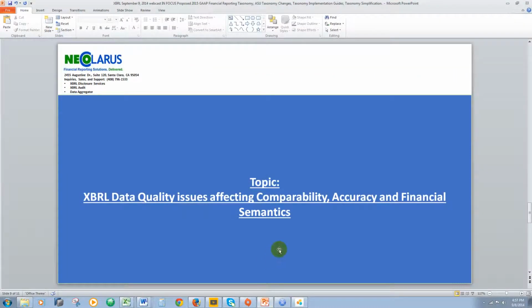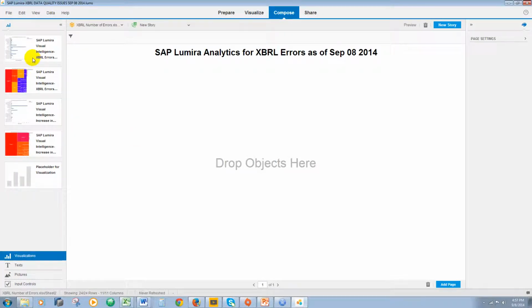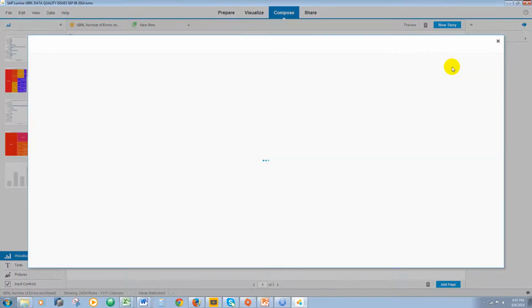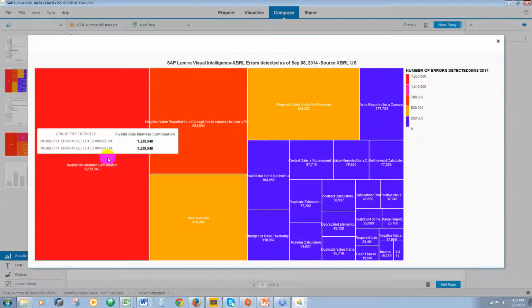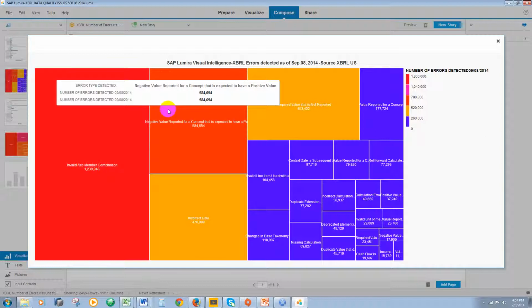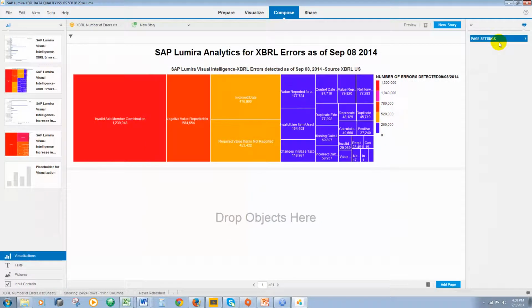let's go back into the PowerPoint, and so my question is how FASB can help in the reduction of the significant XBRL errors. And so the answer for this could be, FASB could help in these areas, I guess. Invalid access member combination by creating some style guides, and then FASB could help in negative value reported for a concept that is expected to have a positive value, and then incorrect date. So these are some of the areas where FASB could help by getting the data feed about the XBRL data quality issues from XBRL US, and then FASB could look into these errors and create some style guides, and so that's the way FASB could help.